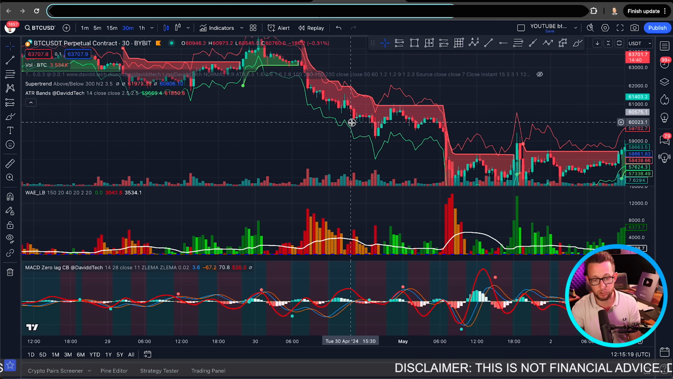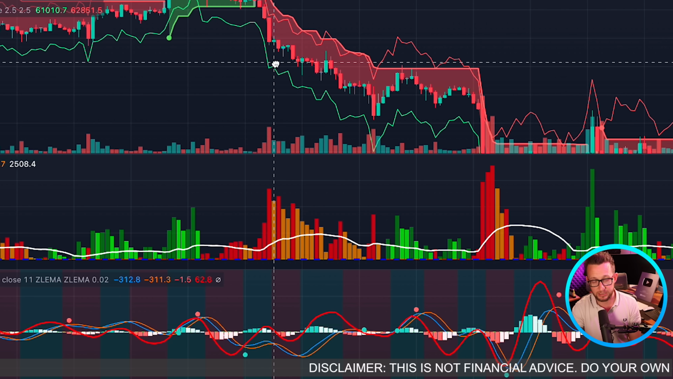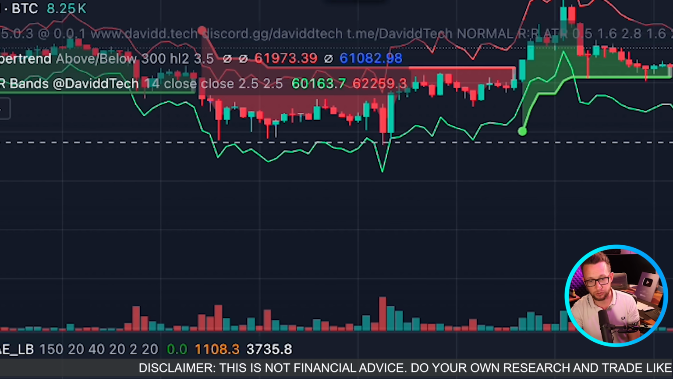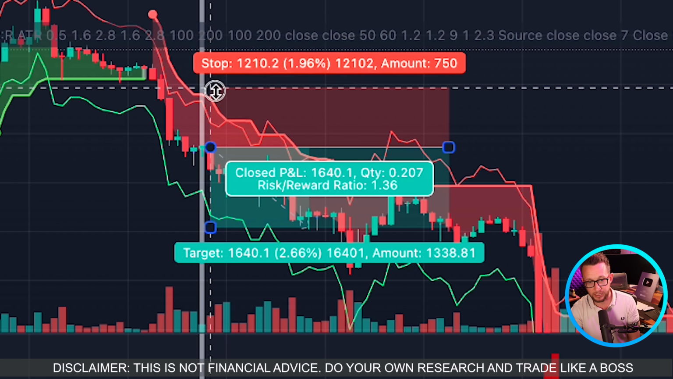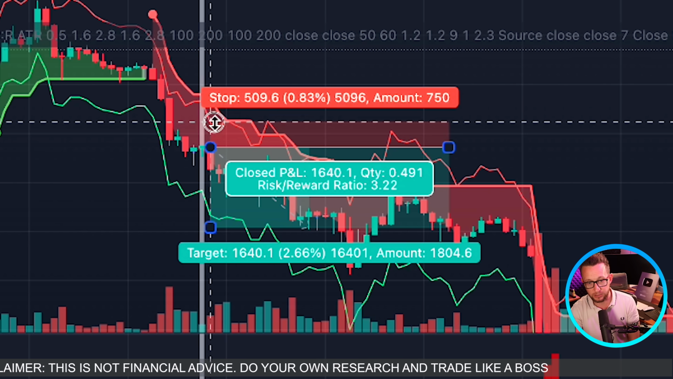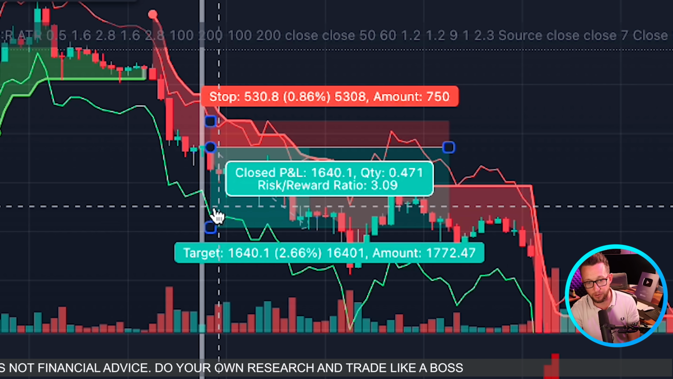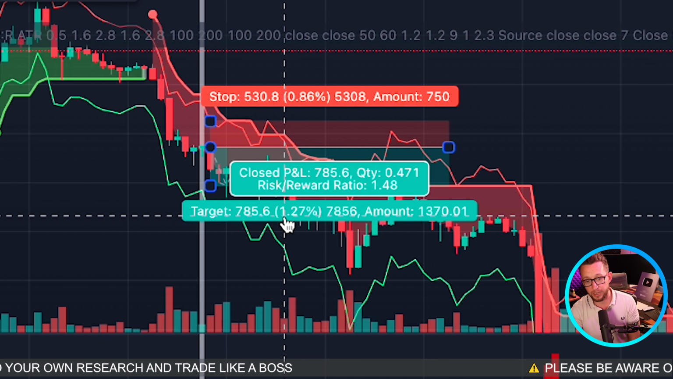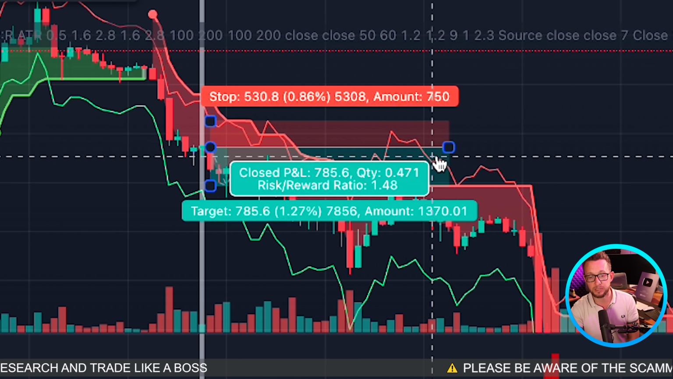Right, let's have a look at a short over here very quickly. As you can see, we have a short around this candle here. Let's press short. Let's add a short position. We're going to set the stop loss to the ATR bands just like this here. And we're going to be looking for a risk to reward of 1.5. Boom! And another win at 1.27%. Brilliant.